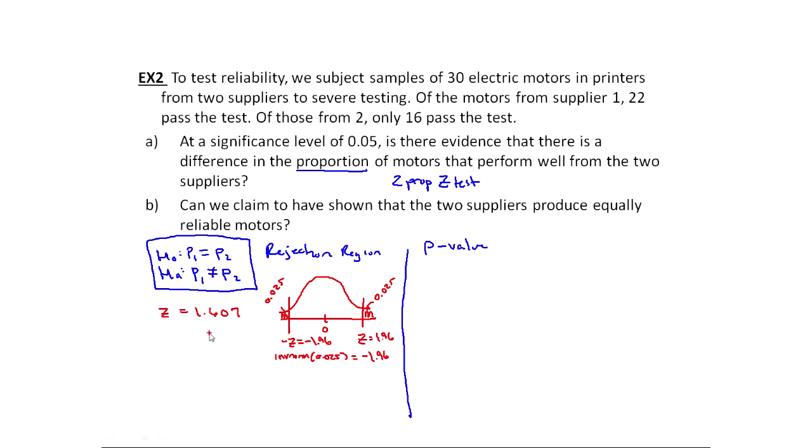Already looking at z, I can tell we're going to end up failing to reject H naught, right? Because our z right here is not in the rejection region. Instead, it's maybe about right here. It's a little off from the rejection region. And so I would say that I failed to reject H naught. We'll interpret that in a moment.